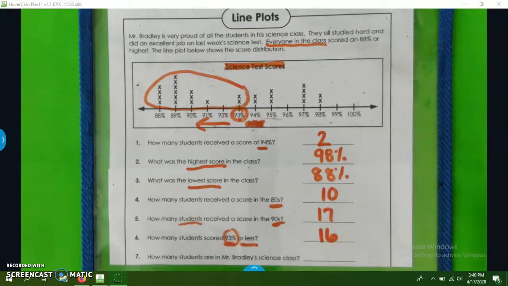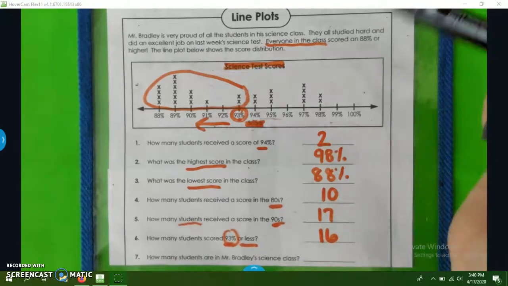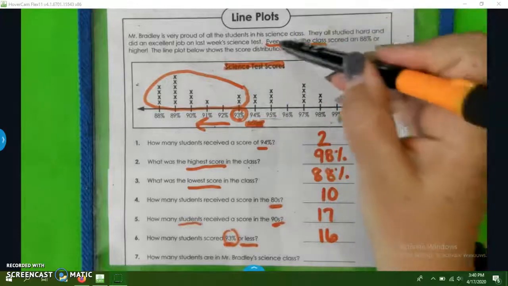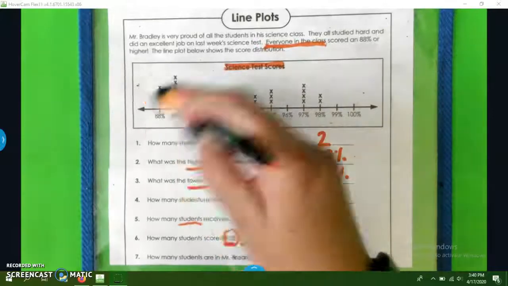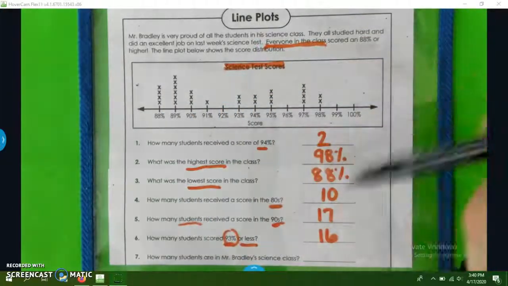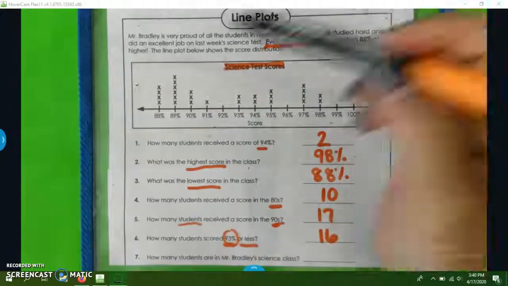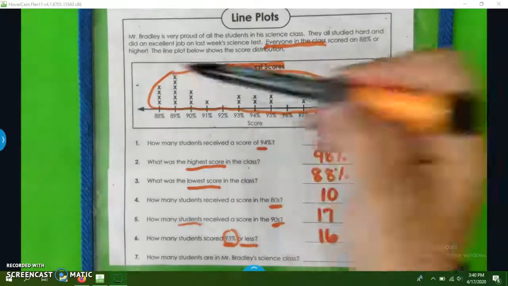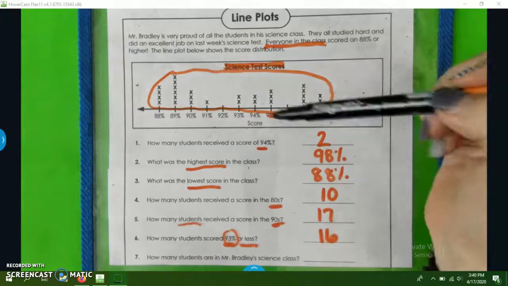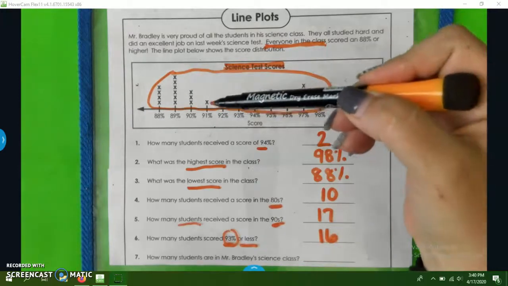And then last but not least on this page, how many students are in Mr. Bradlee's science class? So again, we know that this line plot represents everyone in the class, which means everyone took the test in the class. And so basically for this question, if you want to know how many students are in there, you're just counting up everybody who took the test. So you're going to count up every single X to know how many students were in his class.